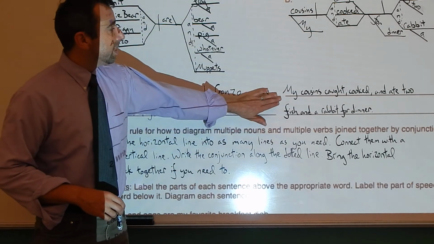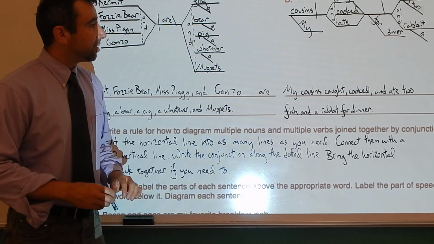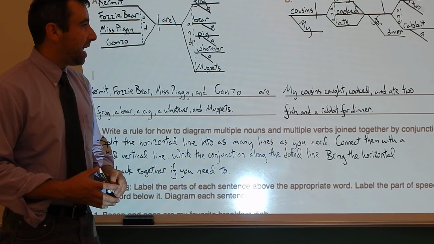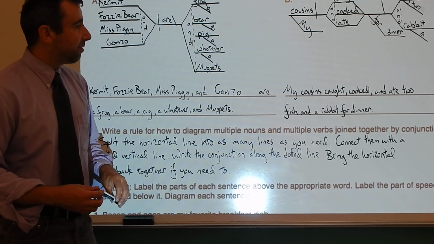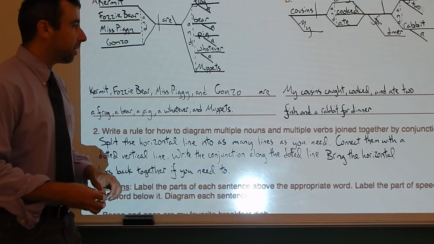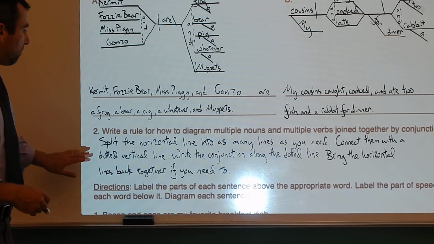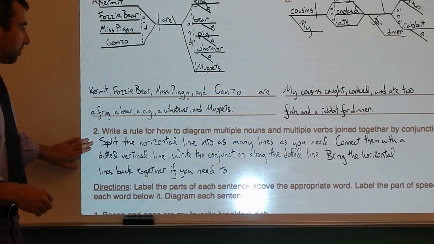Okay, and for the second sentence, hopefully you got something like, my cousins caught, comma, cooked, comma, and ate 2 fish and a rabbit for dinner. Not a true story, but a good sentence. And hopefully for number 2, you came up with something like this.